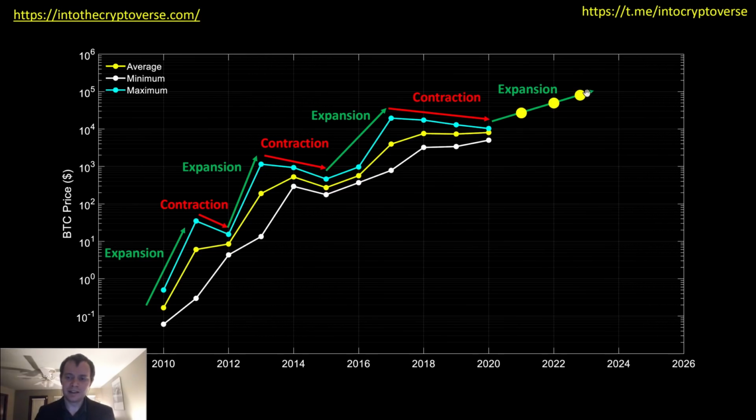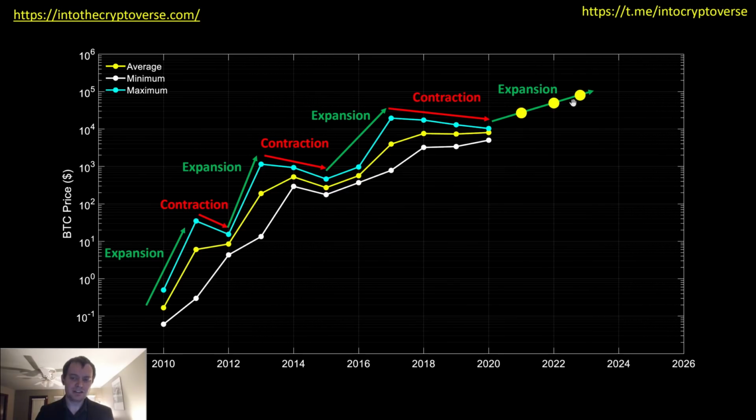And if you extend this out to, say, another contraction phase, if we were to continue to follow the same pattern, then it would look to say, okay, well, if we're peaking in 2023, then our next contraction phase will take us to 2027, okay?